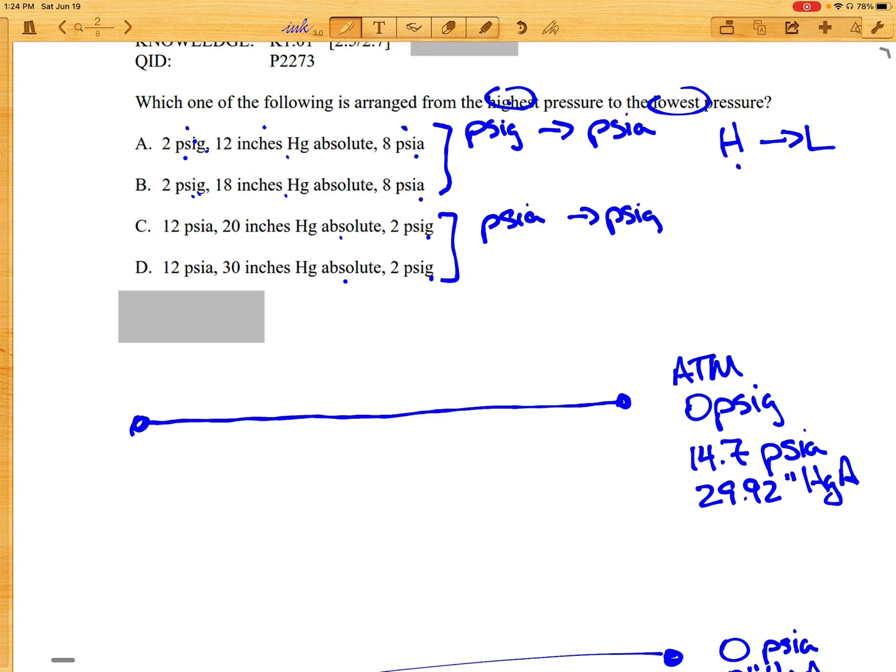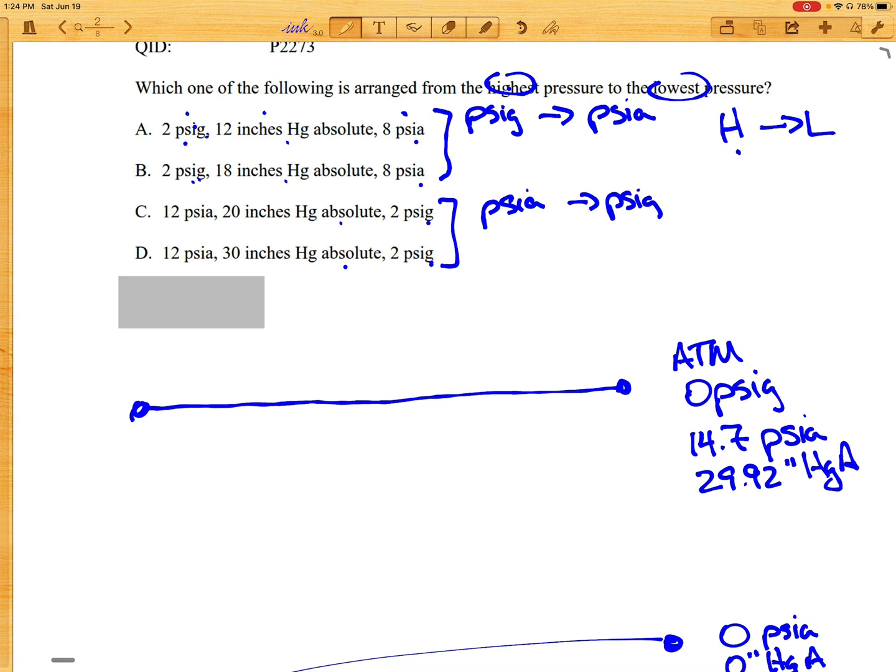Now you start plugging in where these things are on your diagram. So 2 PSIG, 12 PSIA. 12 PSIA is a vacuum because it's less than 14.7 PSIA over here. And 2 PSIG is going to be somewhere up here. 12 PSIA and 2 PSIG.